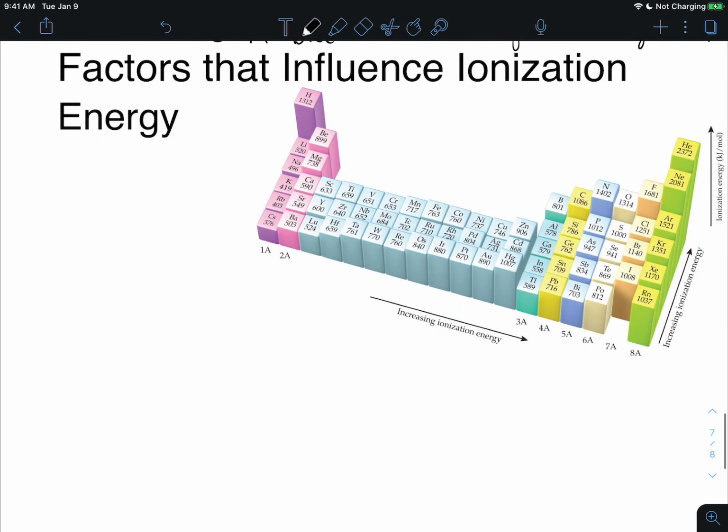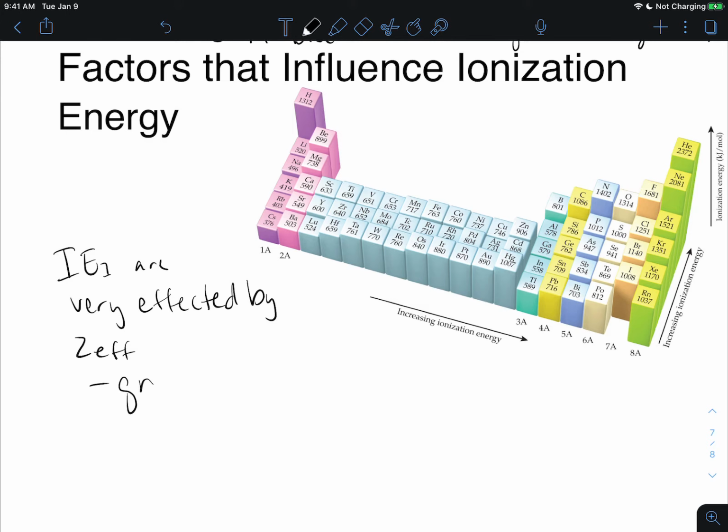Okay, so let's look at what factors are going to influence our ionization energy. And of course, Z effective is going to have a significant role to play in here. So our ionization energies are very affected by Z effective. Greater Z effective, greater ionization energy.